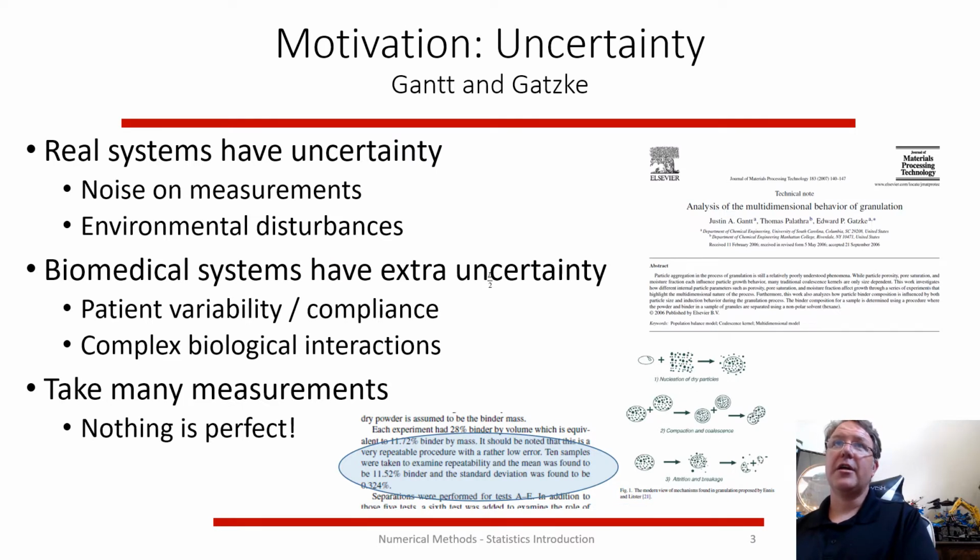So there's uncertainty in everything. Real systems have uncertainty. This is from a paper I wrote years ago on granulation, so how to predict how particles agglomerate into larger particles or how they break. And you have to deal with uncertainty when you're doing experimental applications.